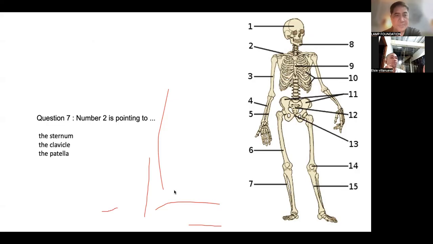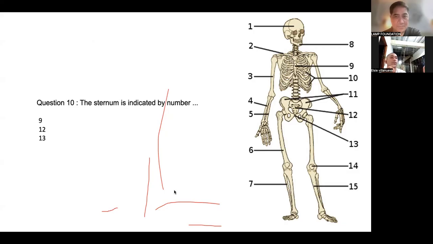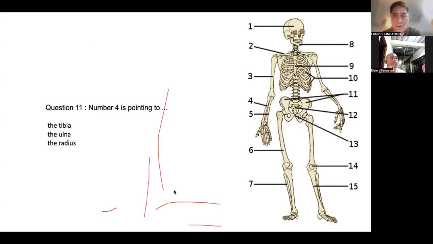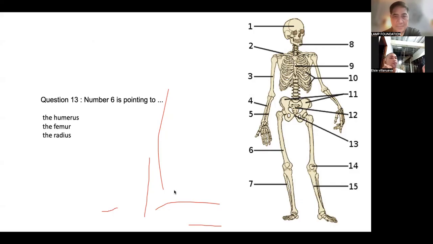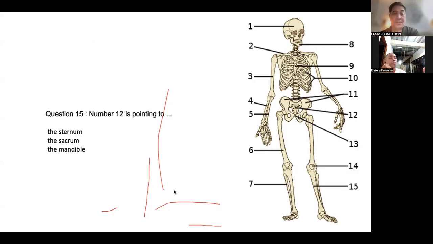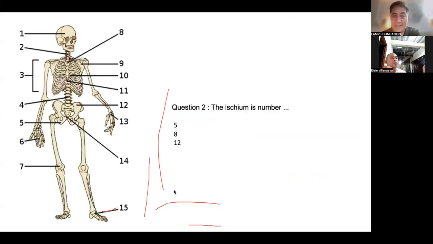Number 11. Number 2, the clavicle. The ribs, number 10. Number 5, the ulna. Sternum, number 9. Number 4, the radius. Tibia, number 15. Number 6, the femur. Fibula, number 7. Number 12, the sacrum. The ilium. Ischium.